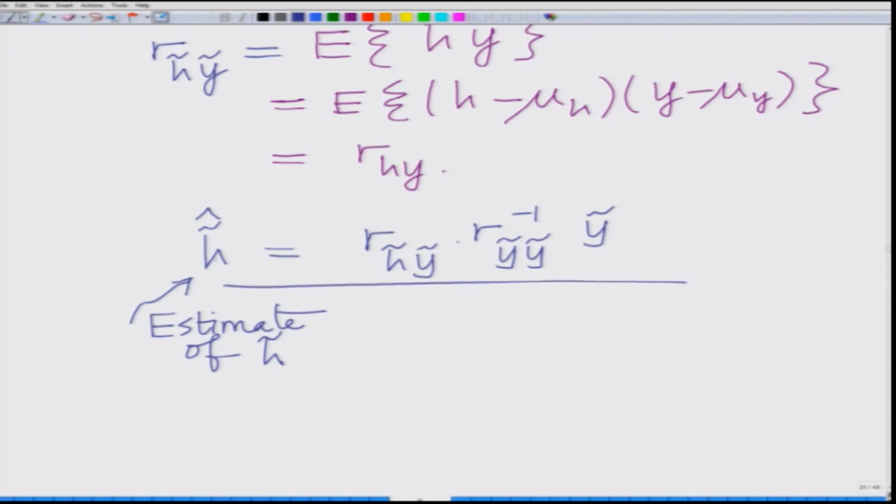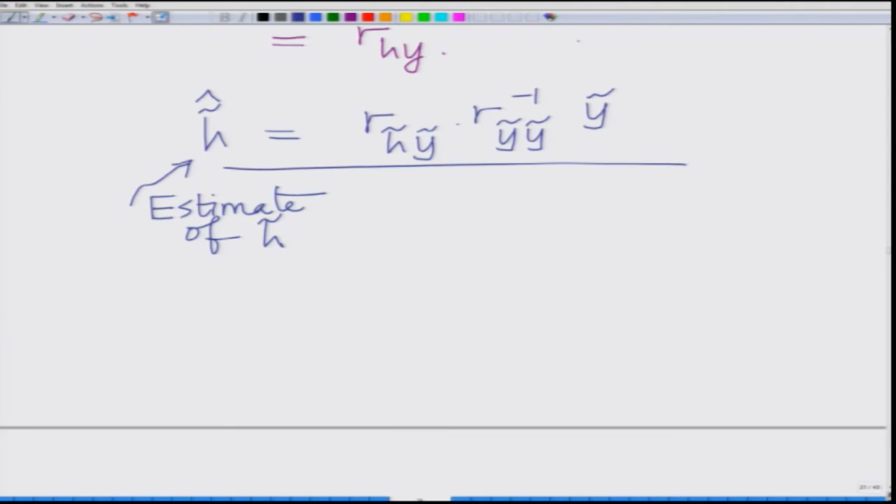We have the same expression, h tilde hat equals r h tilde y tilde times r y tilde inverse into y tilde. Previously, we had h hat equals r h y into r y y inverse into y. Now, what I am doing is in the same relation I am replacing h by h tilde and y by y tilde. And now, you can see clearly, look at this, we have h tilde equals h minus mu h, this is a constant, this is a mean.